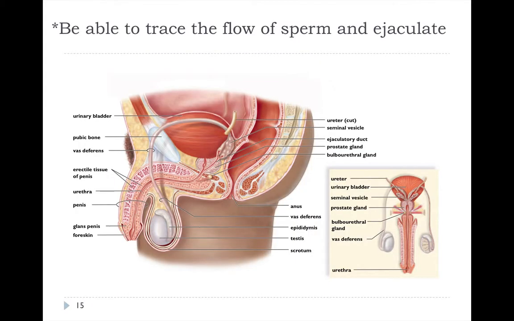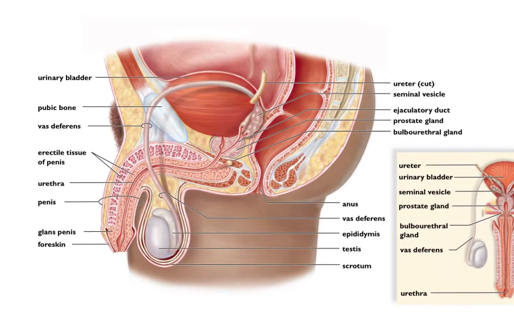One of the tasks that we're going to have to do, one of the objectives that we have, is to be able to trace the flow of sperm and ejaculate. Where does it begin? Where does it go? Where does it finish? Okay, so here we go. This entire pathway is going to start right here in the testes. Okay, we mentioned that. That's the site of sperm production.